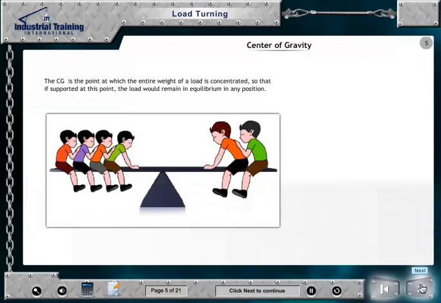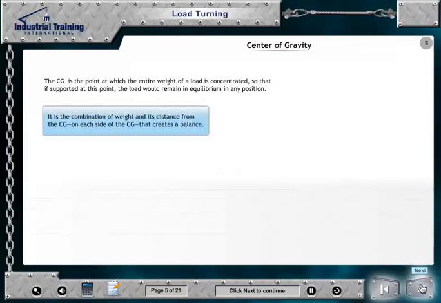Think of kids on a playground. You'll probably see four smaller kids on one end of a teeter-totter trying to balance the teeter-totter with two bigger kids on the other end. When the board balance is level, the center of gravity is over the middle support bar. It is the combination of weight and its distance from the center of gravity on each side of the center of gravity that makes the teeter-totter balance.